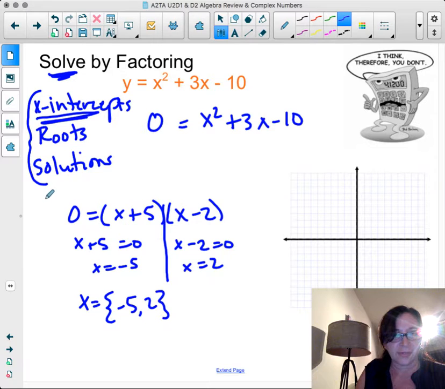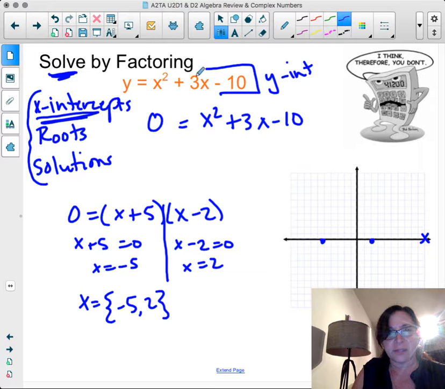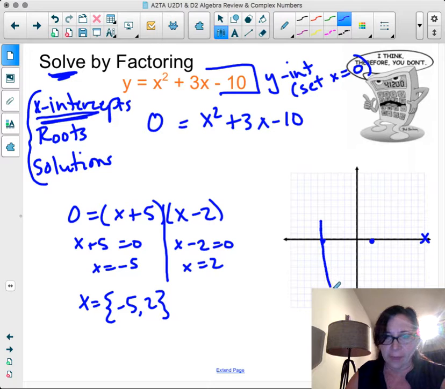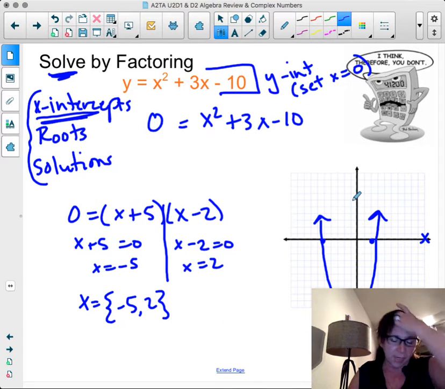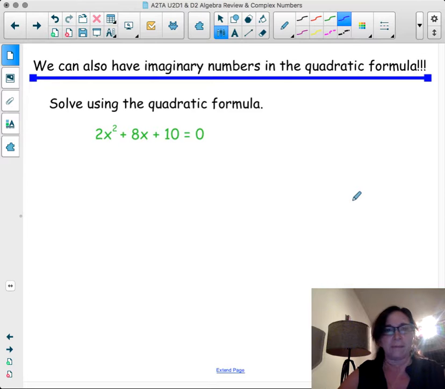And again, when I say solutions, I'm saying my roots are negative 5 and positive 2. These are on the x-axis. My y-intercept is negative 10, and I get that because I set x equal to 0. So you can make a note to yourself, set x equal to 0. At negative 10, which is right about here, my graph probably comes down like this and comes back up. Now, the question wasn't to find the vertex. We could definitely find the vertex if we needed to, but it didn't ask us to do that.